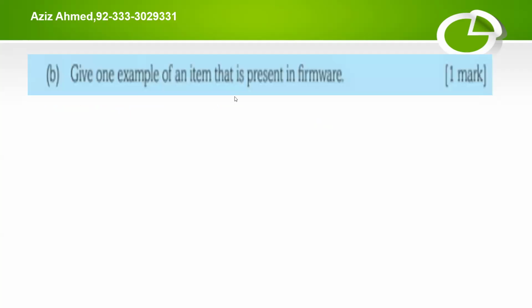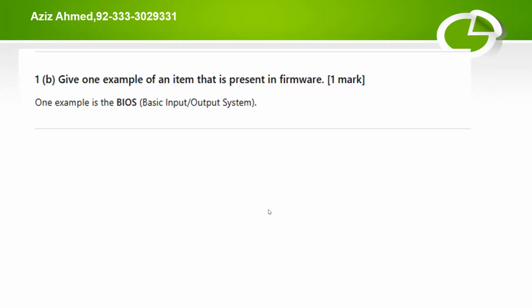Give one example of an item that is present in firmware. Any idea? Examples: phone firmware, router, printer, TV. One example is the BIOS, basic input output system.